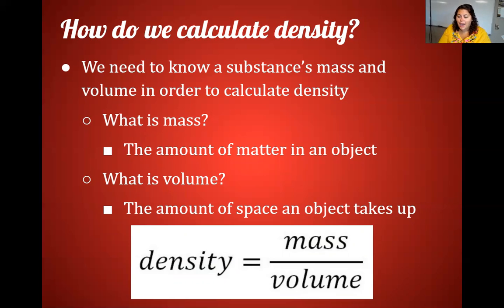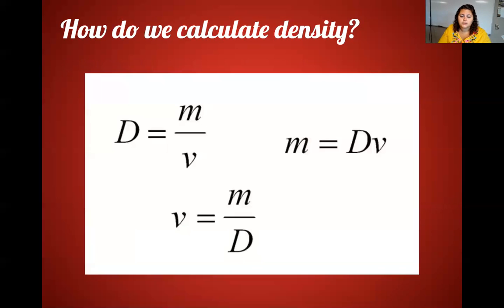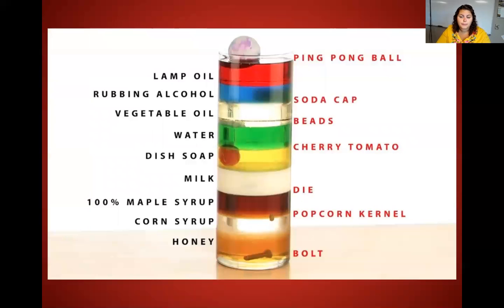Mass is the amount of matter in an object, and volume is the amount of space that that object is taking up. There's a couple different rearrangements depending on which information we have. You can always rearrange that equation to look a little bit different. Say you have mass and volume, you can use that first one. If you have density and volume, you can use the second one. And if you have mass and density, you can use that bottom one that says equals V.